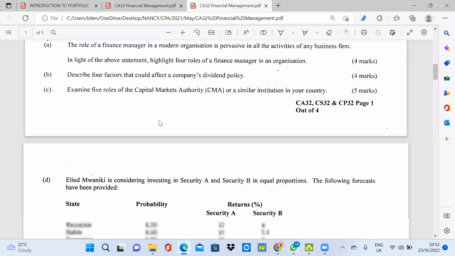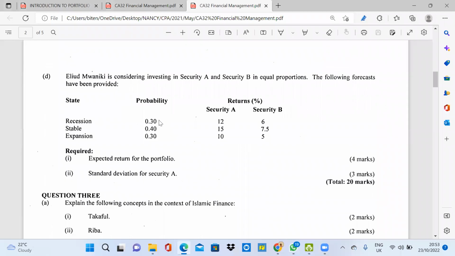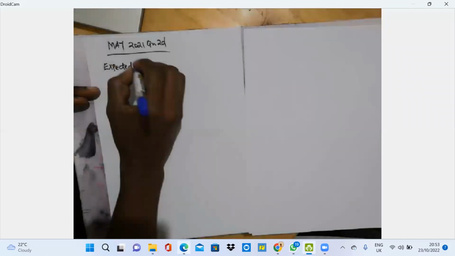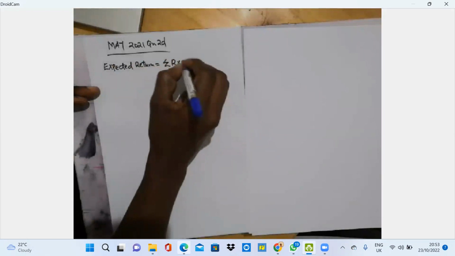The question reads: Eliud Mwaniki is considering investing in security A and security B in equal proportions. The following forecasts have been provided, the state probability and the return. Find the expected return for the portfolio and the standard deviation for security A, 7 marks. So for expected return, we just take the sum of return times probability.